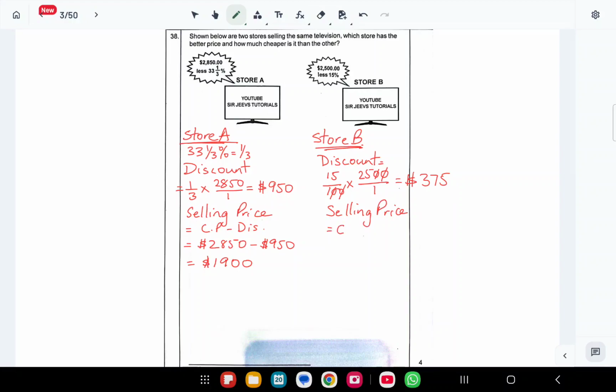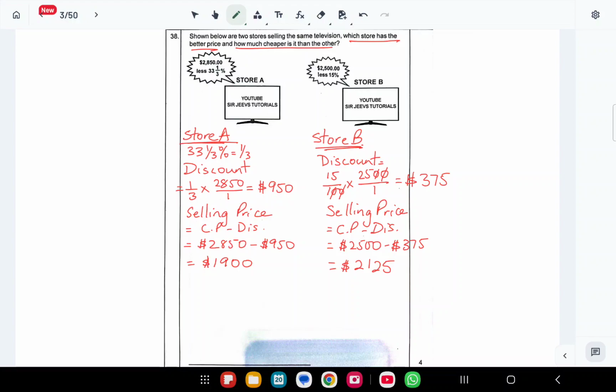We know that the selling price is the cost price, take away the discount, which is equal to $2,500, take away $375. That will leave us with $2,125. So the question asks, which store has the better price? By better price, I mean which store is selling cheaper, and how much cheaper it is than the other.